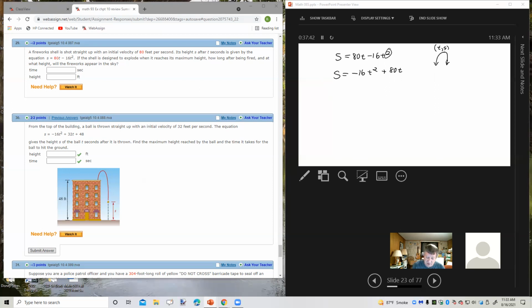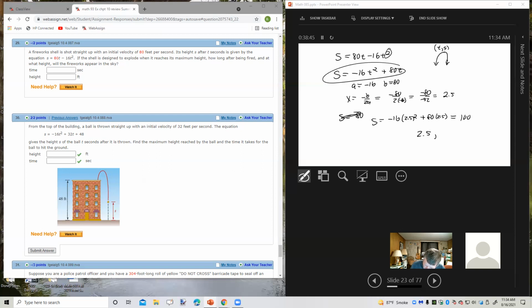Well, this is in that y equals ax squared plus bx plus c form. So let's see, a is negative 16 and b is 80. So x equals negative b over 2a, which is negative 80 over 2 times negative 16, which is negative 80 over negative 32. Negative divided by negative is positive, and 80 divided by 32 is 2.5. So the vertex is at 2.5 comma. Let's find out what the second value is. S equals, oh wait, we're going to use this form, right? So S equals negative 16 times 2.5 squared plus 80 times 2.5. We go to the calculator. Negative 16 times the quantity 2.5 squared plus 80 times 2.5, and I'm getting 100. So the vertex is at 2.5 comma 100.